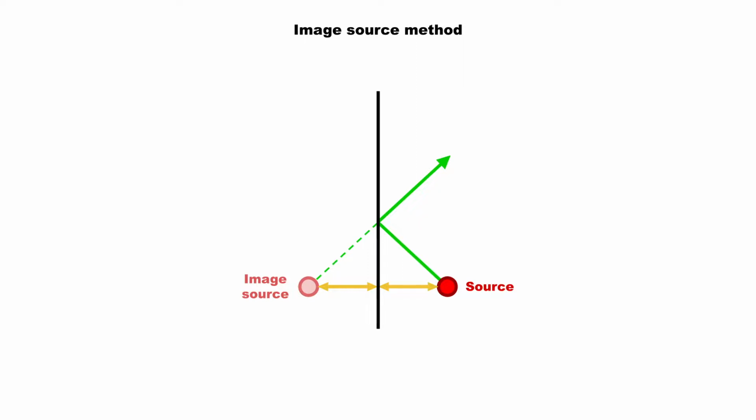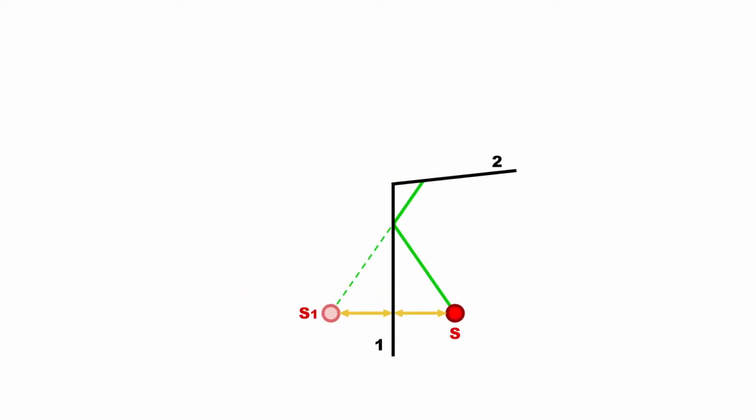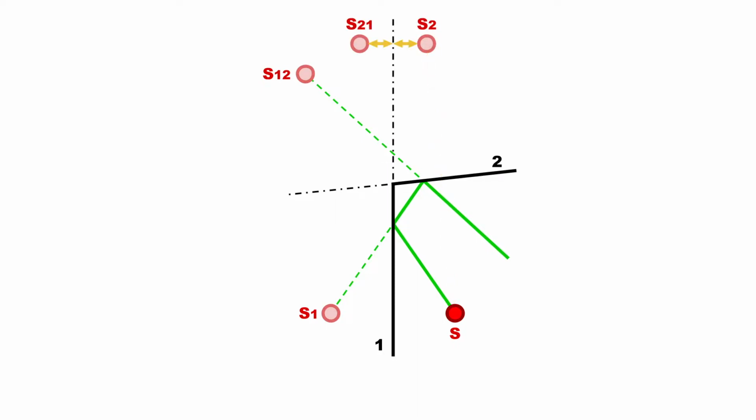The image source is able to represent reflections for rays hitting any point of the surface. There can also be image sources for sequences of multiple reflections. For example, here, S12 is an image source for a reflection that hits surface 1 and then surface 2. In the same way, we can also find an image source S21. So, every image source is associated to an original source, a series of surfaces, and a reflection order.